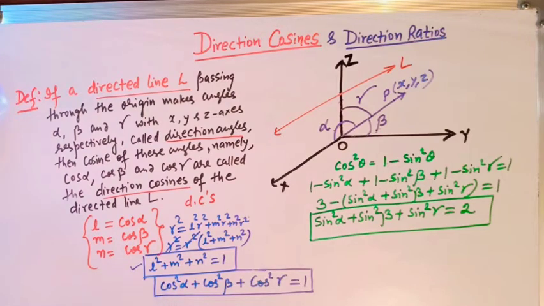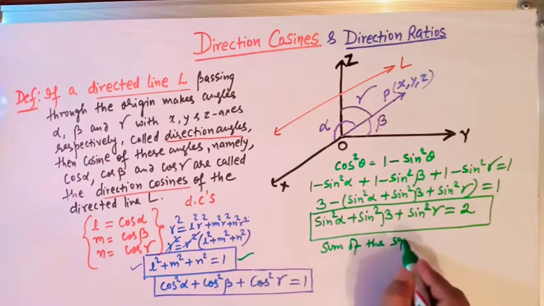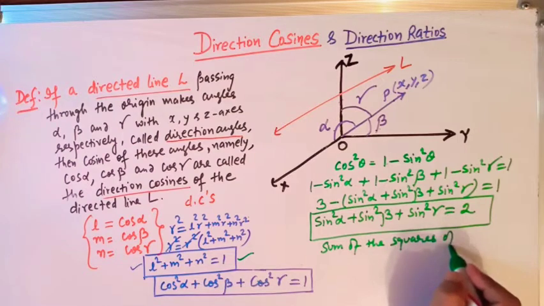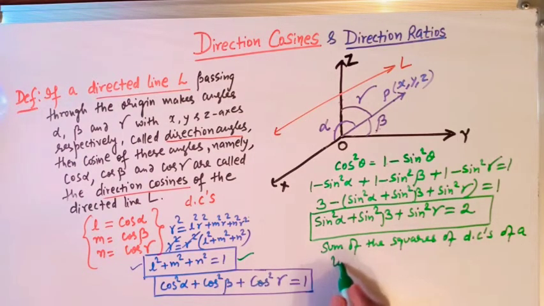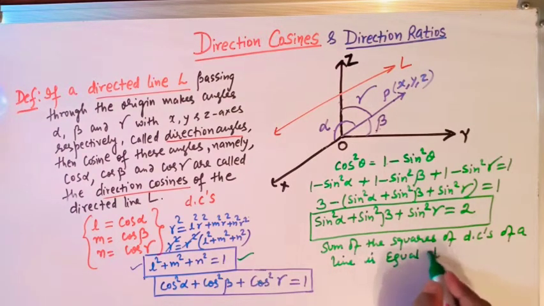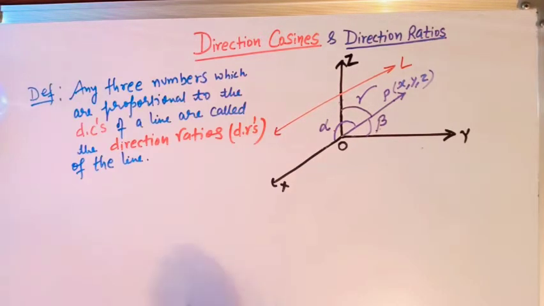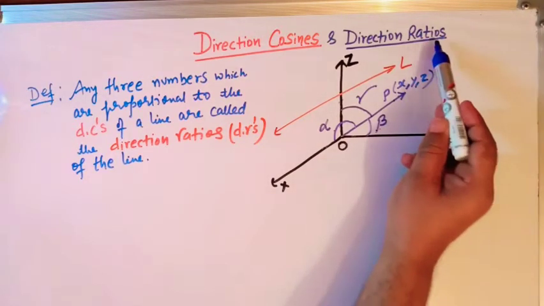So what we have discussed? We have discussed that the sum of the squares of direction cosines of a line is equal to 1, right? Now viewers, let us come to the concept of direction ratios.